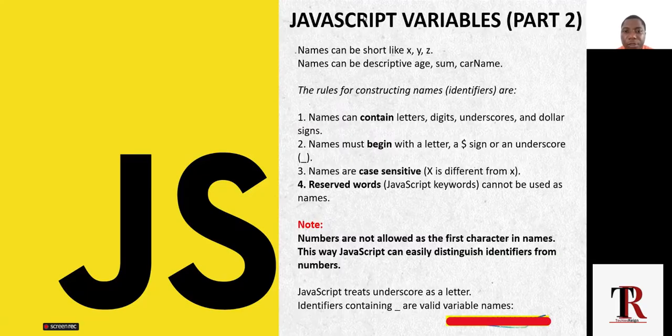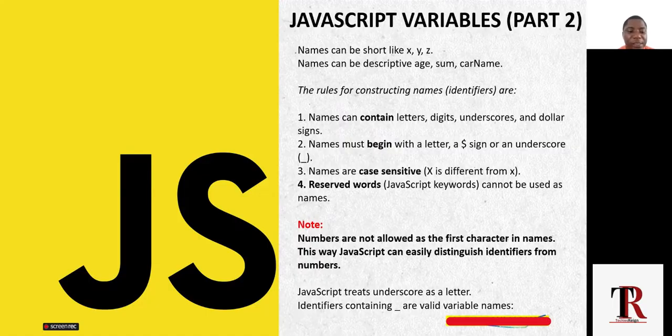Then the second rule says names must begin with a letter, which means that the other time when I tried to begin with a digit, a number, it gave me an error. Because the rule says that names must begin with a letter, I can use digits in between or at the back, but it must not start. Names must begin with a letter, a dollar sign, or an underscore. That is just what I demonstrated to us now.